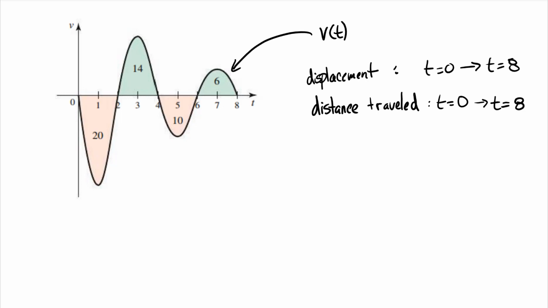All right, so anything that is below the x-axis, or the t-axis in this case, is going to be a negative area. That would be a negative displacement. So if we were to talk about this for displacement, I'm not going to use any units on this one. We would say that it is negative 20 plus 14 minus 10 plus 6, right?